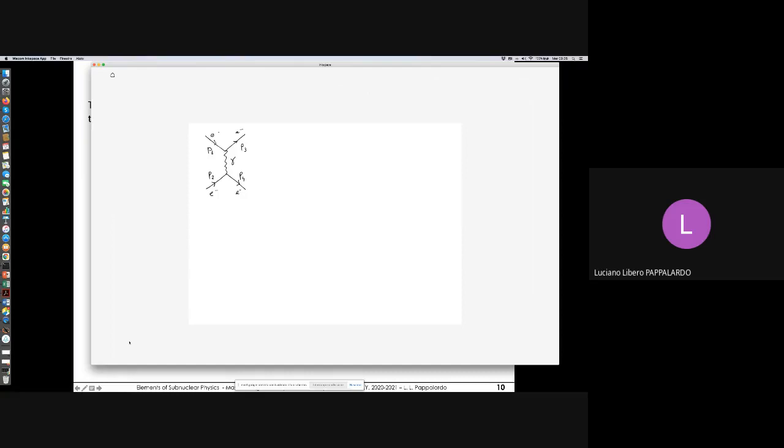And let me also label the 2 vertices with 2 indices. So this we will call mu, and this we will call nu. Okay, so this is all what we need. And now we have to compute each of the 3 terms. So the strength at the upper vertex, the strength at the lower vertex, and the photon propagator. Let me start from the upper vertex. So this is the object we need to compute.